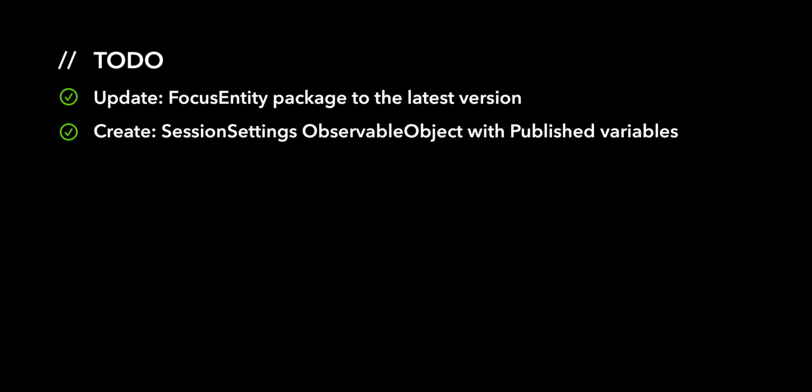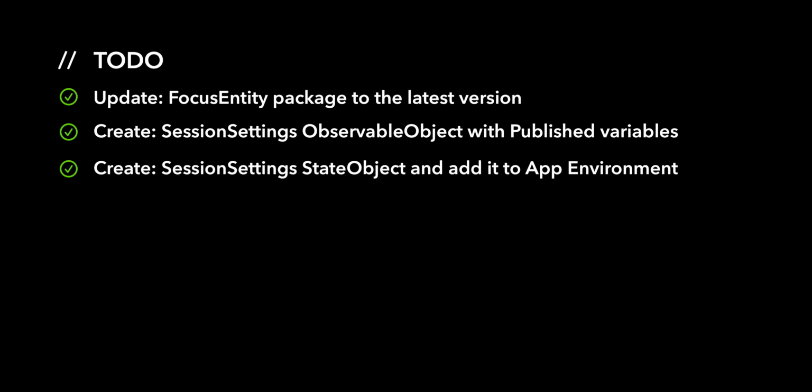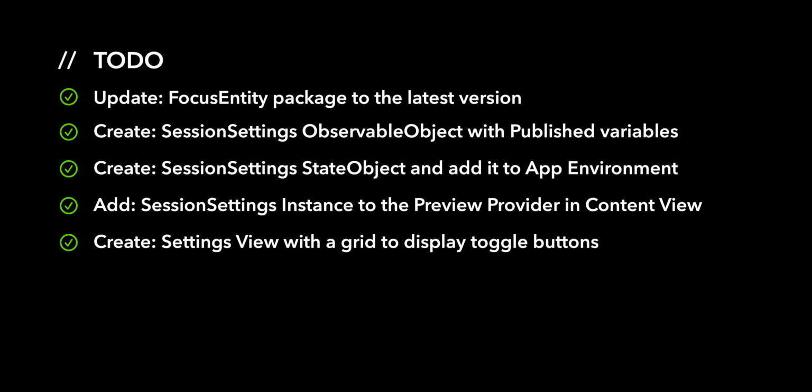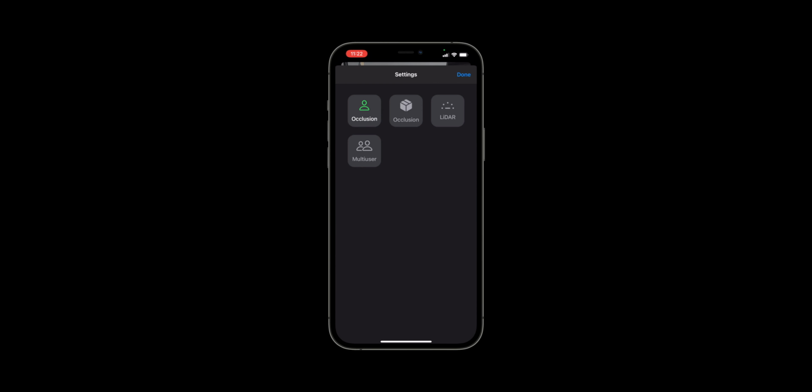We have several action items for this video. First, we'll update the FocusEntity package to the latest version. Second, we'll create a SessionSettings observable object with published variables. Next, we'll put a SessionSettings StateObject in our app environment. After that, we'll add a SessionSettings instance to the preview provider in ContentView. Next, we'll create a SettingsView with a grid to display toggle buttons for enabling or disabling advanced AR features such as People Occlusion, Object Occlusion, LiDAR Mesh Visualization, and multi-user experiences.